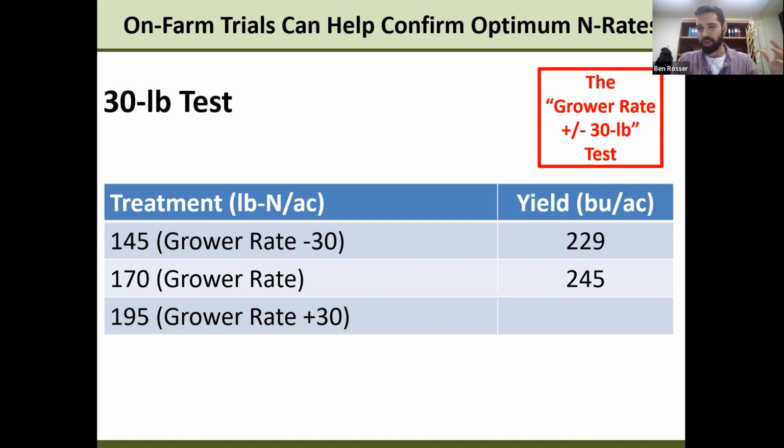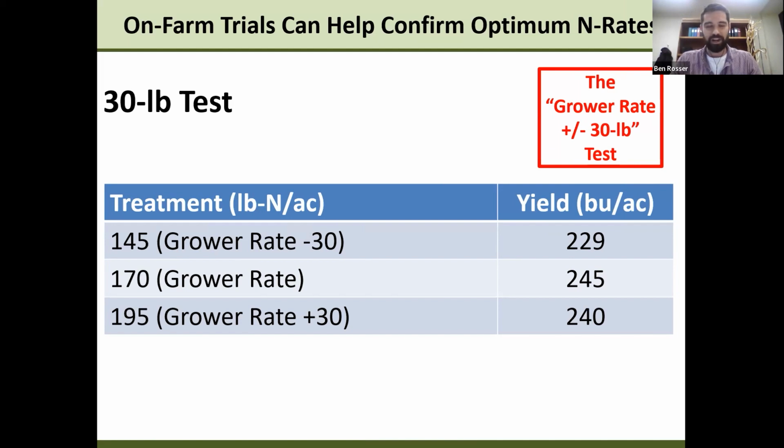Of course, his question: should I be putting more N out there, or am I losing yield with these high yields I'm getting now that I didn't have before? In this case, when he threw another 30 pounds on, he was at 240 bushels, so it's a little bit lower. I don't think the additional nitrogen actually reduced yields. I think it was just a field variability thing. But clearly, he didn't get a response to the extra N.